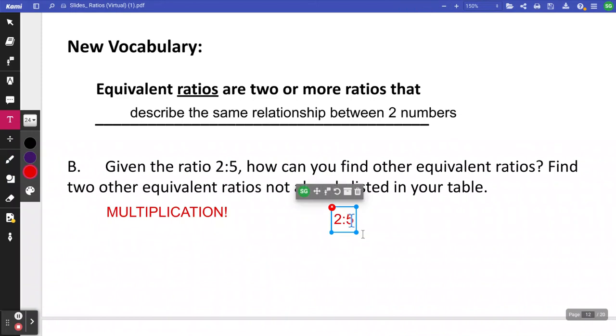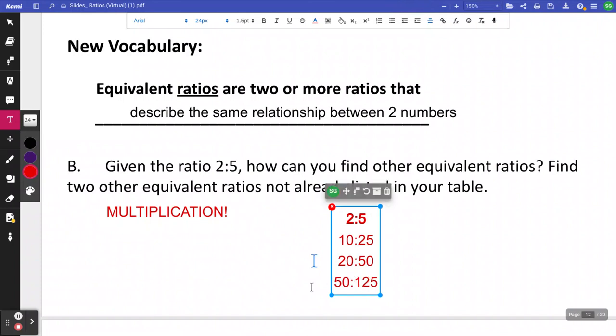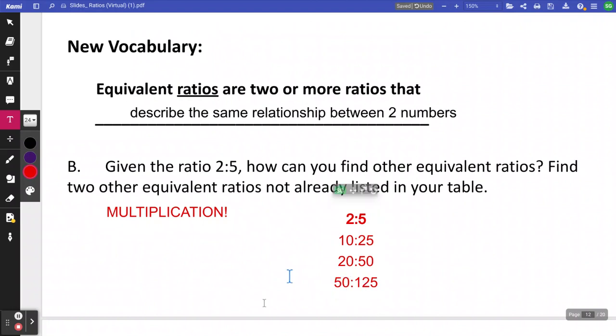So if I wanted to multiply that ratio by 5, 2 times 5 is 10, and 5 times 5 is 25. That would be an equivalent ratio. If I want to take that initial ratio, 2 to 5, and multiply it by 10, 2 times 10 gives me 20, and 5 times 10 gives me 50. If I want to take that initial ratio and multiply it by 25, 2 times 25 gives me 50, and 5 times 25 gives me 125. Now, in the story, that would be you buying 50 tubs of ice cream for $125.